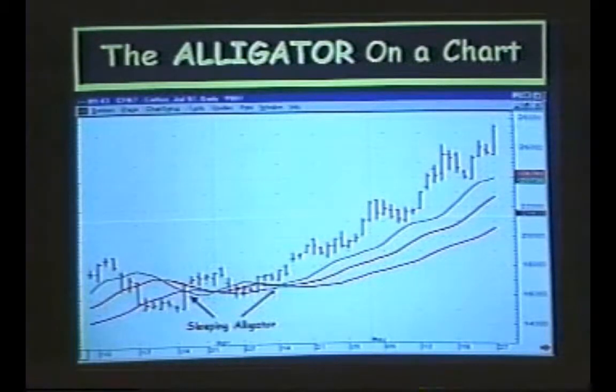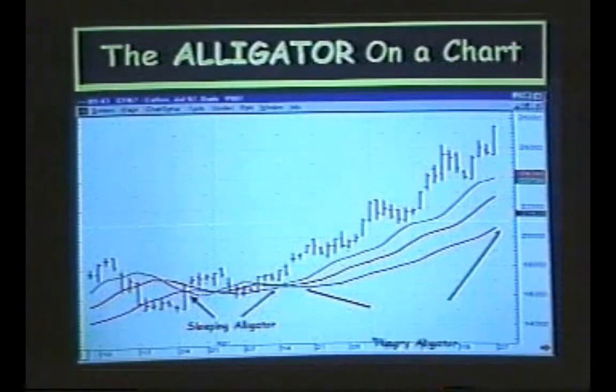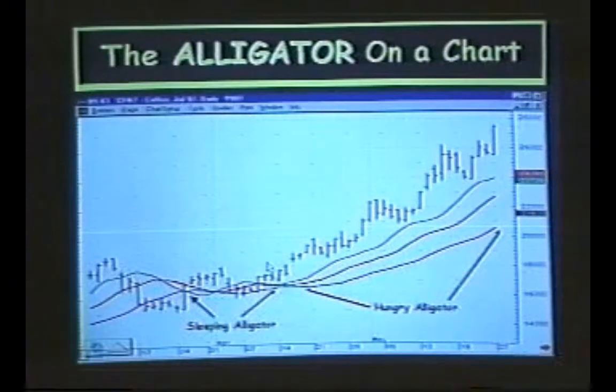Once again, we have the sleeping alligator here. The sleeping alligator is indicated anytime the lines are close together or they're intertwined. And then the hungry alligator, who's searching for food, is here. Remember our slide on the bracketed market. The bracketed market is this market here, and the blind chicken trades are in here.